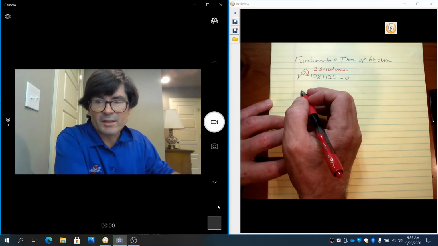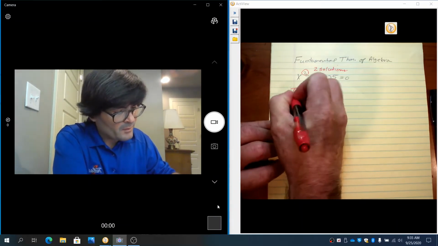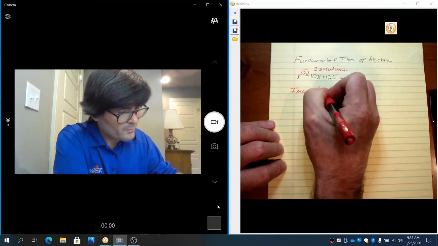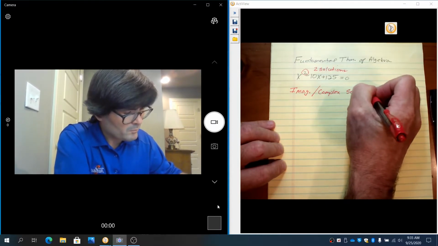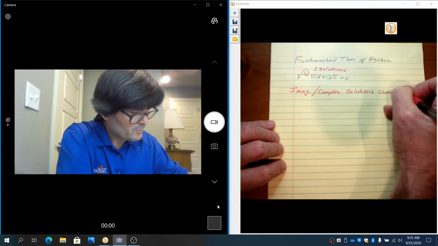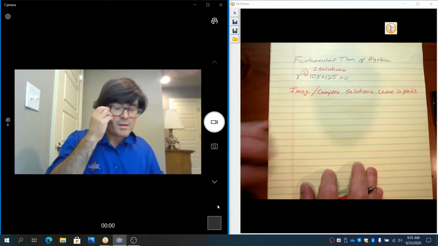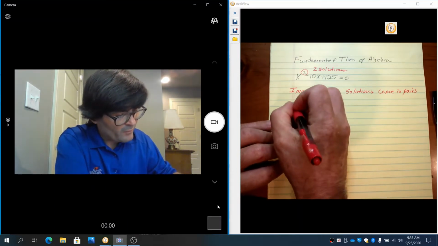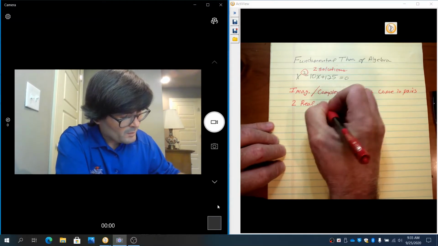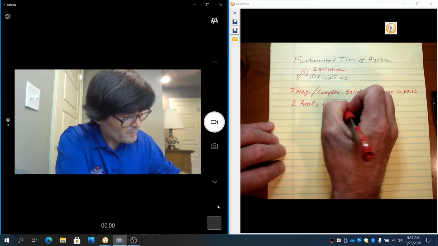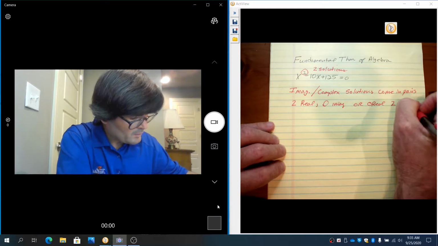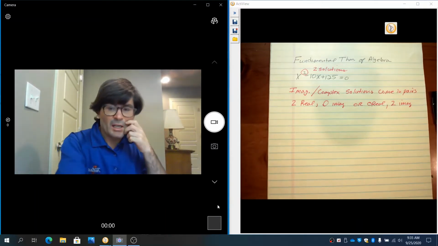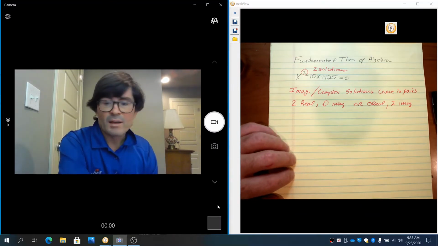Something to remember about imaginary and complex numbers is they always come in pairs. Imaginary or complex solutions come in pairs. So for a quadratic, you're going to have 2 real, 0 imaginary, or 0 real, and 2 imaginary. So those are your options. You can't have 1 and 1. That's not possible. So if you get one imaginary answer, then you also know that you'll have another one.